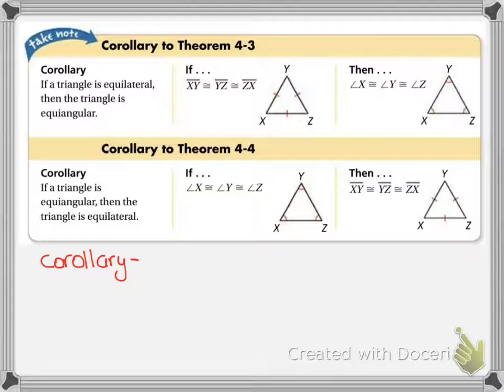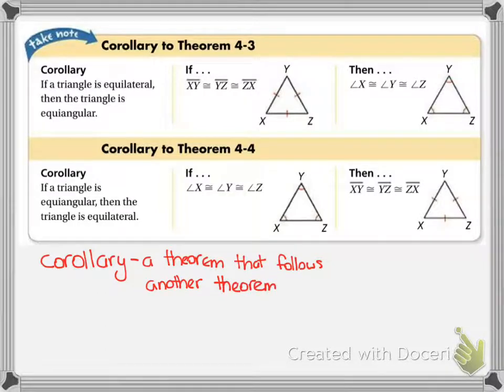Okay, so a corollary, it's kind of silly, but it's just a theorem that can be proven or that follows another theorem. So it's just really a theorem that comes from another theorem. So the first corollary we're going to look at here is this one. It doesn't have a name. And it just says that if a triangle is equilateral, then it's also equiangular.